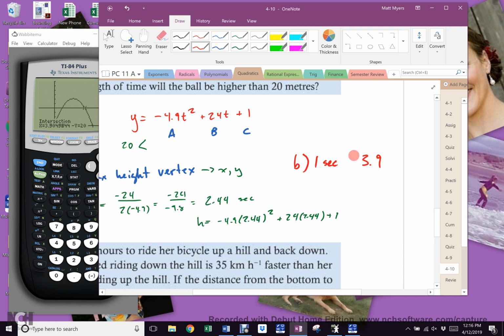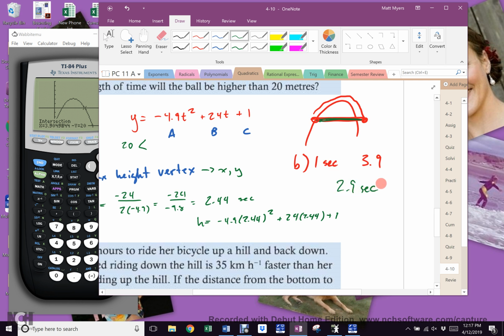3.9. How do I find out how long the ball was above 20? Add them? The ball went over 20 at 1 second. What is happening to the ball right now? Still over. What happens right there? It stops being over. How do I find out how long that was? The difference, which is what? 3.9 minus 1, Jashin.